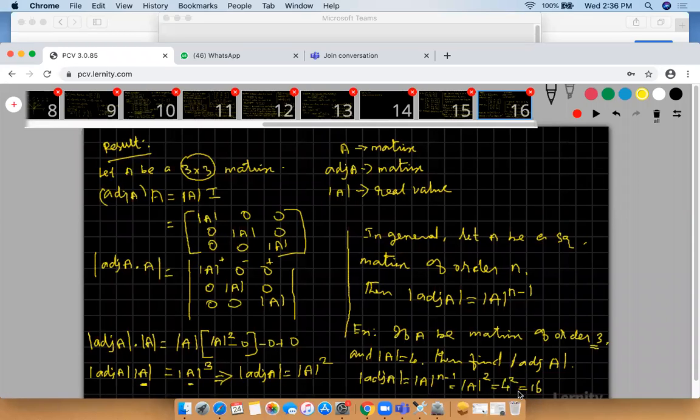Okay, we don't know A. Without knowing A, based on the determinant of A, we can easily find out the determinant of adjoint of A also. So this is a very important result. Based on this result, we definitely expect a 1 mark question or 2 mark question in our board exam also. Okay, take that. We'll discuss one more example.